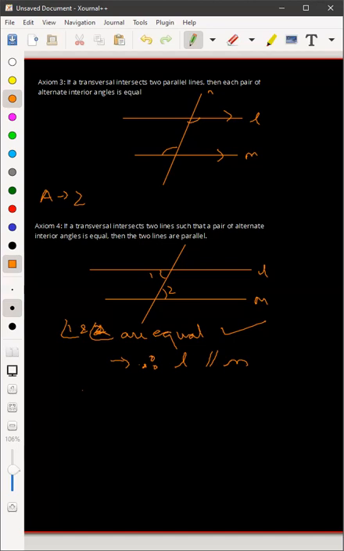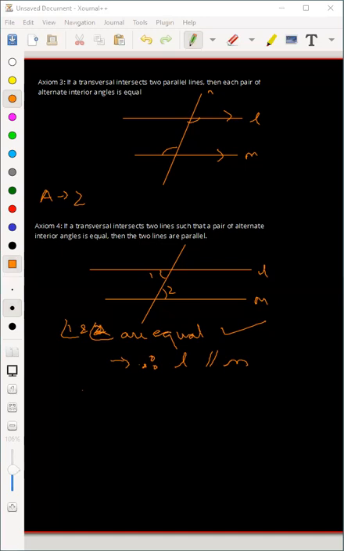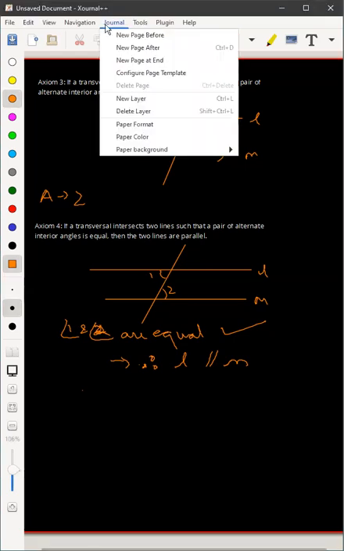I hope all this is clear to everyone. There's no doubt and confusion. Are you all done? Anyone still copying? Okay.